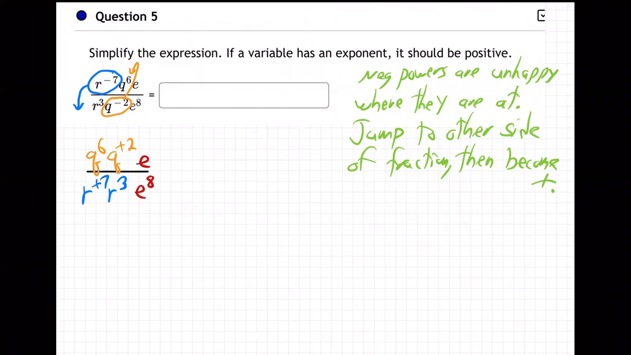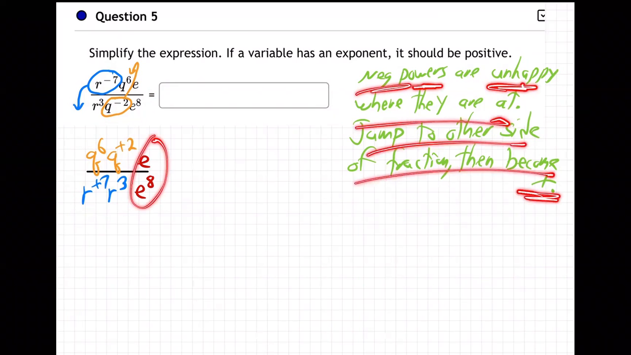Is that good so far? Does that make sense? What has happened so far? So this r to the -7 jumps down, becomes r to the +7. Both the r's are on the bottom. The q to the -2 jumps up, becomes q to the +2. Both the q's are on the top. And we still have this e over e to the 8 thing. The e's haven't jumped because none of them are negative powers. It's only negative powers that are unhappy. They're negative where they're at, they jump to the other side, then they're happy, then they're positive.